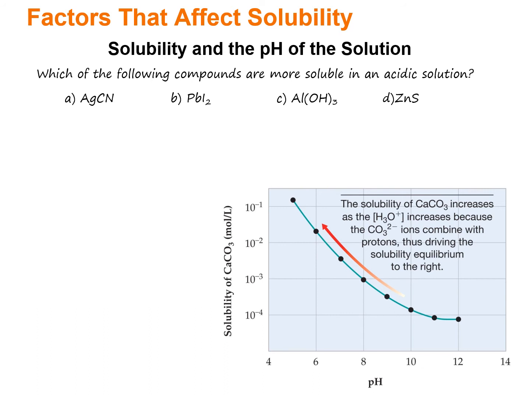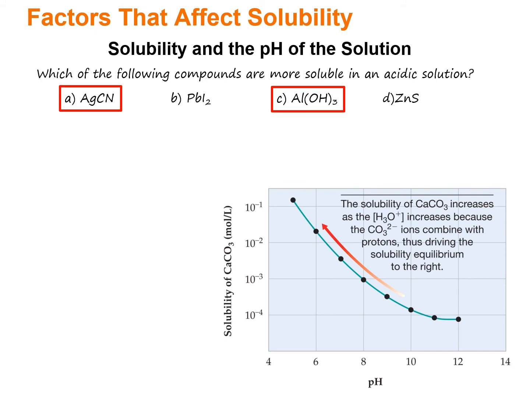Silver cyanide, that should ring a bell because hydrogen cyanide is a weak acid, and cyanide is a weak base. What about the lead iodide? Hydroiodic acid is a strong acid. Iodide is not a weak base. And so that one, we don't expect it to be affected.